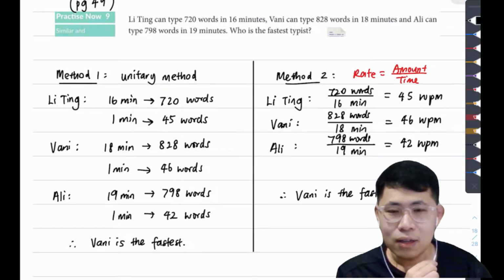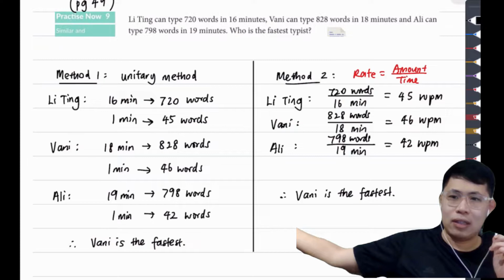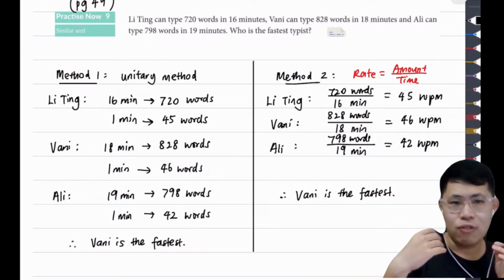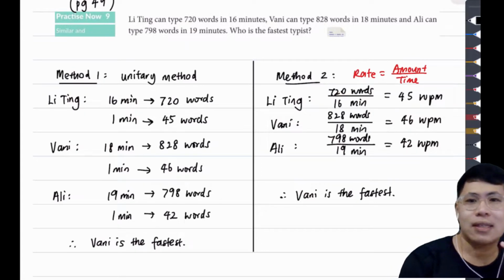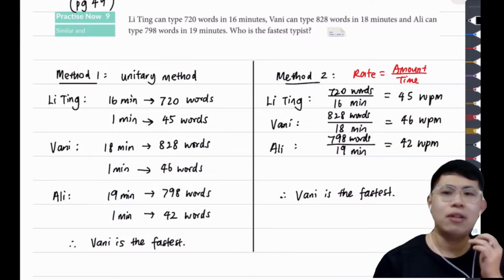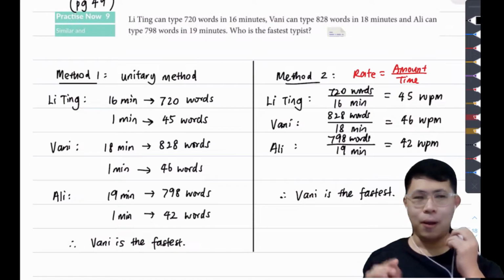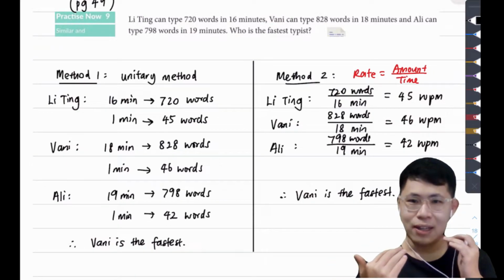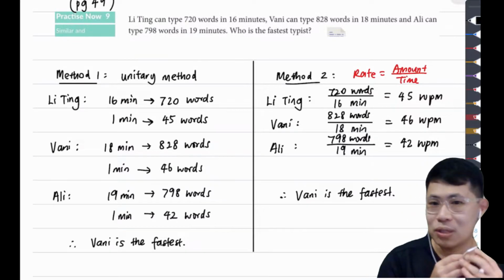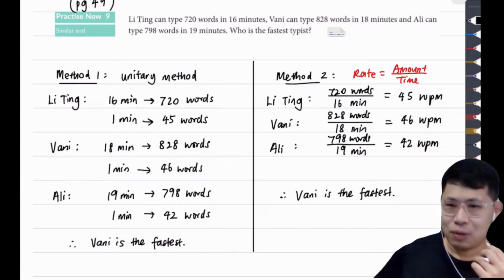Okay, so these two methods over here, the first one is the unitary method, the second one making use of rates, or making use of the formula for rate to calculate certain things. So up to you. I'm going to leave it up to you. For me, I would definitely prefer method 2, and the reason why I prefer this is that sometimes I can chain rates together. I can make use of this to do some calculations. But we'll see that when we come to it.